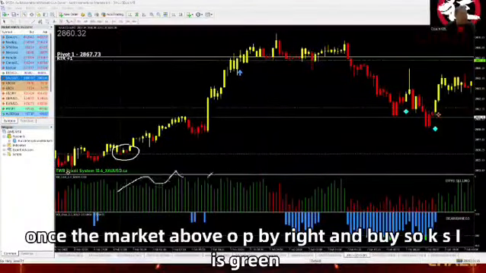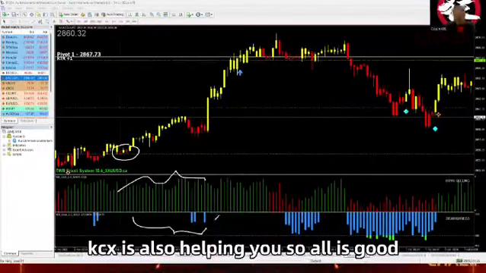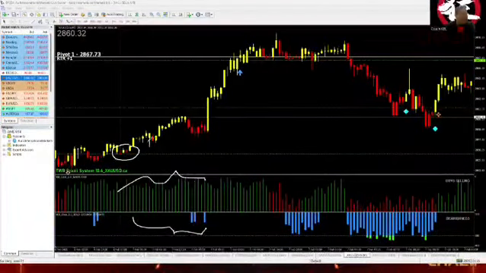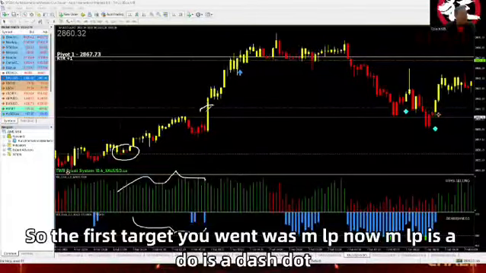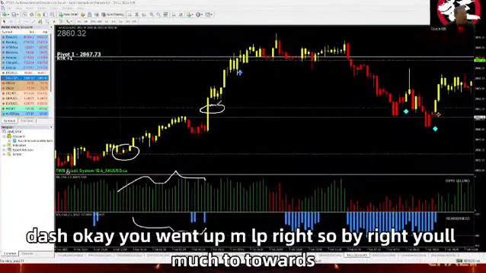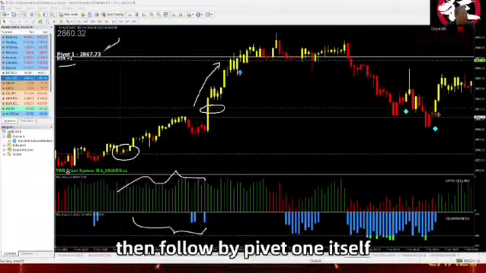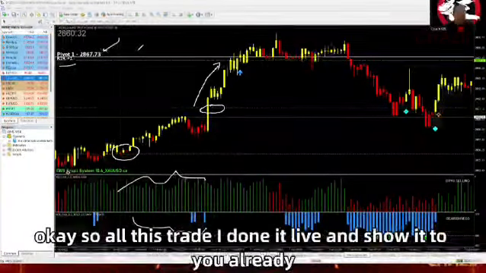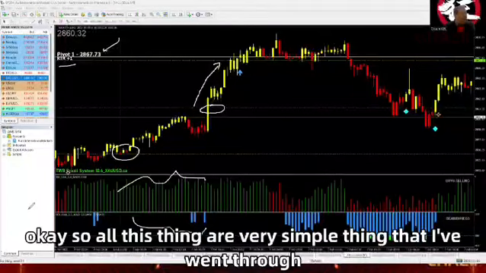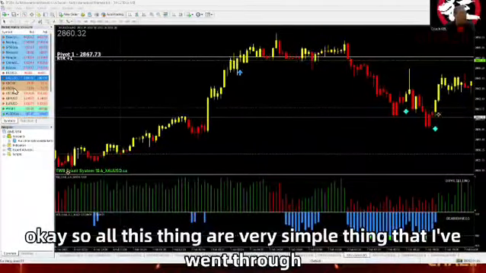So KSI is green, KCX is also helping you, so all is good. So the first target event was MLP. Now MLP is a dash dot dash. Okay, it went up above MLP, right? So by right, it will march towards the next target, which is KTR plus 1, then followed by pivot 1 itself. Okay, so all these trades, I've done live and showed to you already. Okay, so all these things are very simple things you all went through.